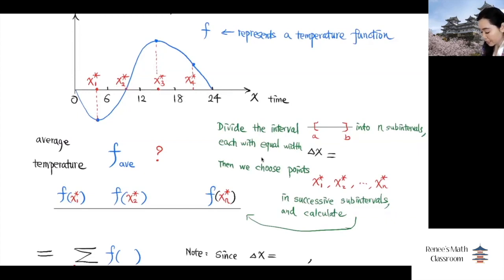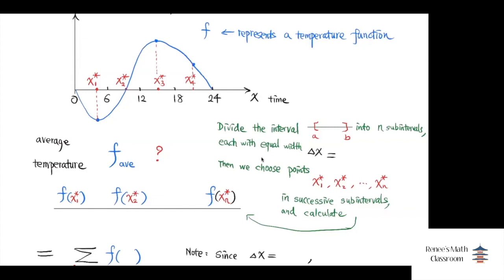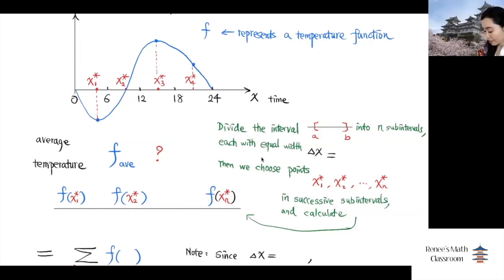Now, if I divide this a to b into n subintervals, what will be delta x in terms of a and b? Can someone tell me? B minus a over n. Yeah, it's b minus a. That's the length from 0 to 24 here, so it will be b minus a. That's the length for this interval. And then because we divide that into n subintervals, you're going to divide this length by n.